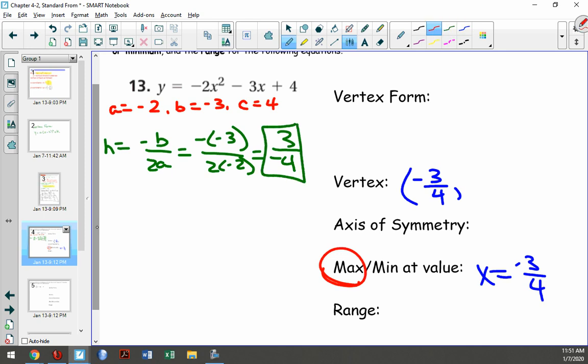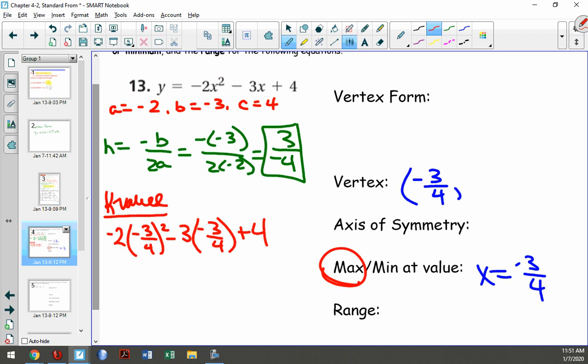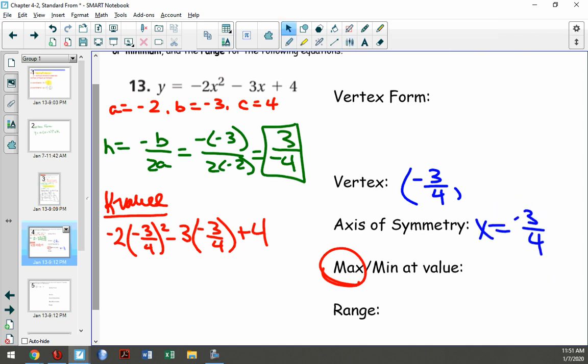Now what do I need to do? I need to find my k value. Well, to find my k value, I have to plug and chug. So that's going to be negative 2 parentheses negative 3/4 squared minus 3 parentheses negative 3/4 plus 4. Yes? Oh, I put it on the wrong thing. Thanks, Nick. I figured it out whenever I went to write. Good job. I'm so sorry I wrote it on the wrong line, folks.